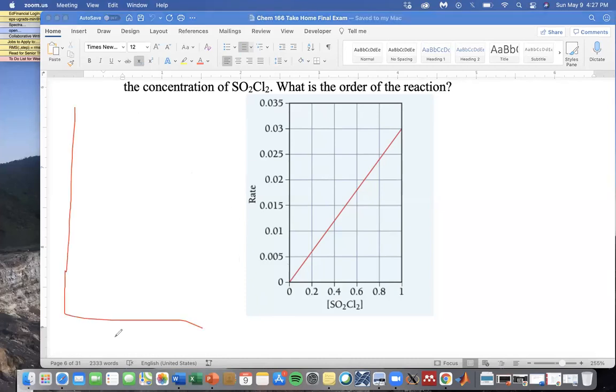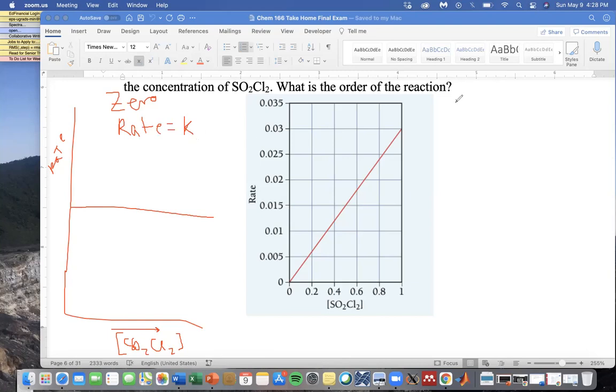And so if you had a function that was 0 order, and you had rate times the concentration of SO2Cl2, even as the SO2Cl2 concentration increased, your rate would be the same all the time. So your 0th order plot would look like this, right? Because a 0th order rate law is just rate equals k. It doesn't even matter what the concentration is.